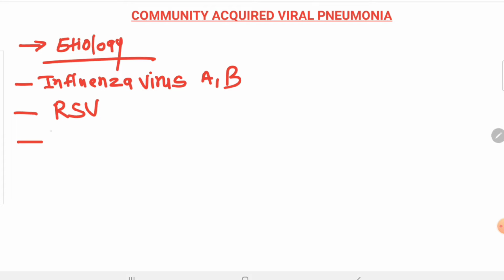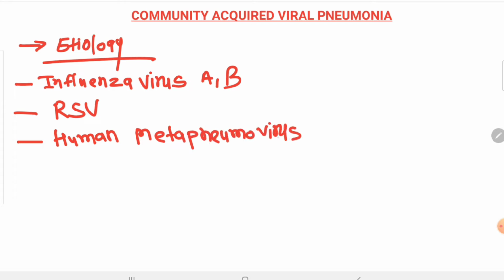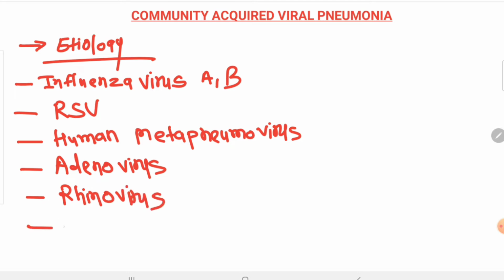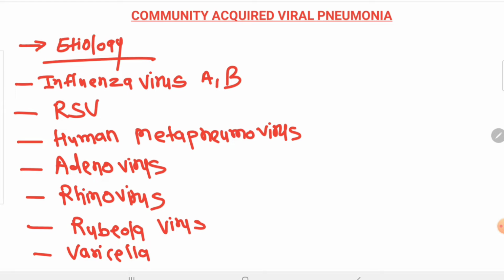Second etiological factor is respiratory syncytial virus, then human metapneumovirus, then adenovirus, then rhinovirus, then rubeola virus, and varicella virus. So these are the etiological factors for the development of viral pneumonia.